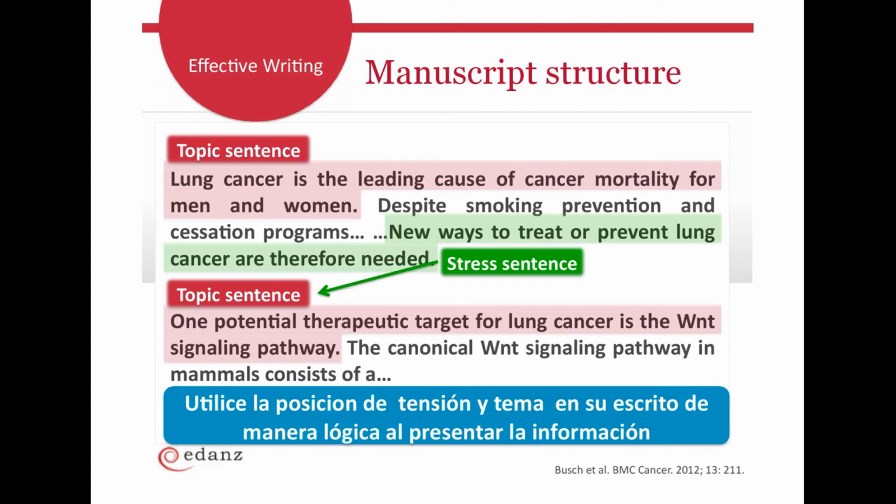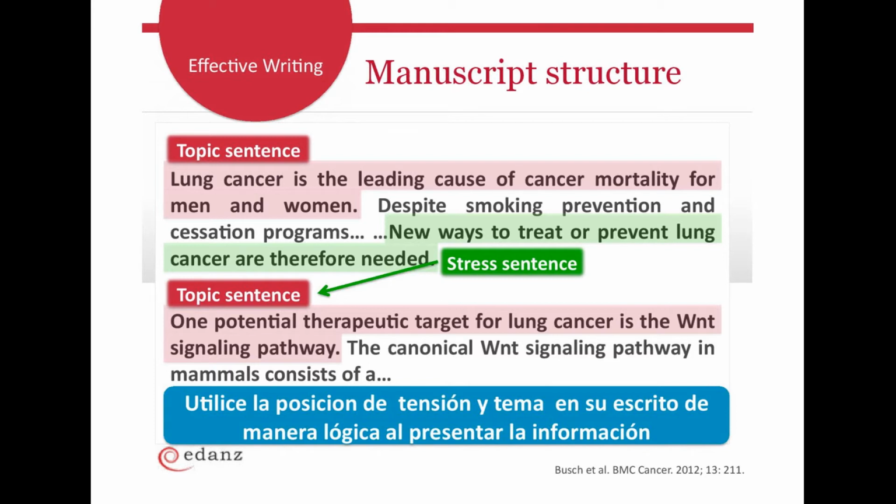Now, there was some research done here in Colombia that showed this type of logical progression is 2.5 times more common in English than it is in Spanish. So for you as Spanish authors, make sure you keep this in mind when you're writing your manuscript in English.